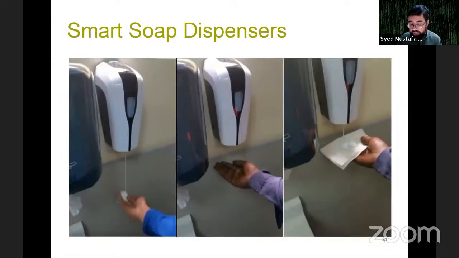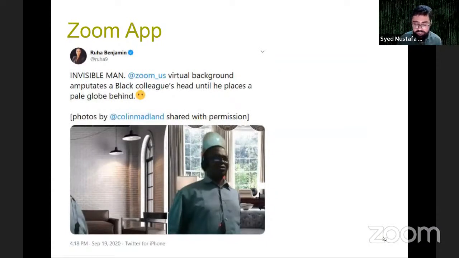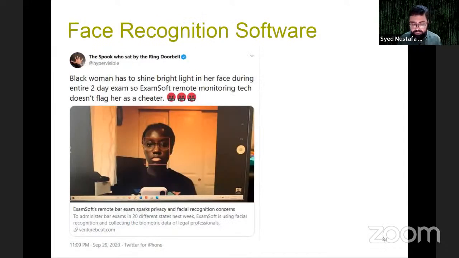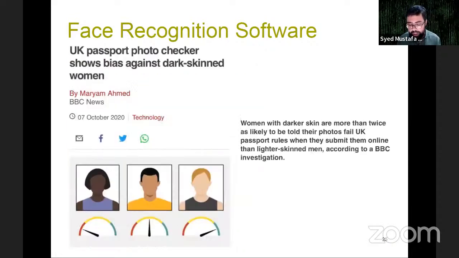Smart soap dispensers that will dispense soap to white hands but not Black ones. The Zoom app, which was unable to recognize the head of a Black man as a head. The Grammarly app, which classified the text in a Black man's essay as angry because it was focused on Black food history. The ExamSoft face recognition technology, which required a Black woman to shine bright, that is white, light into her face in order to prove that she is not cheating. Face recognition technology in the UK automated passport checker, which is a problem with the faces of dark-skinned Black females.